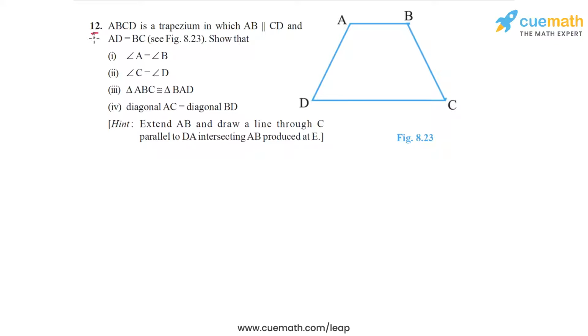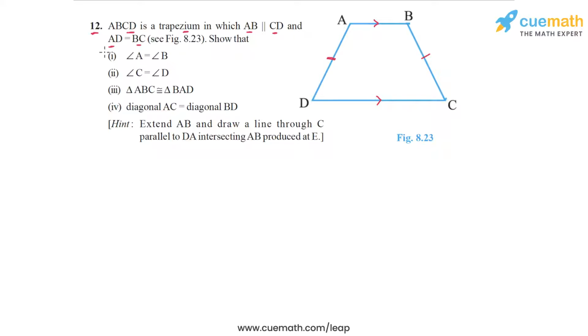Question 12 of the exercise says ABCD is a trapezium in which AB is parallel to CD, and AD is equal to BC. So the non-parallel sides AD and BC of the trapezium are also equal, and such a trapezium is called an isosceles trapezium. We have to show these four things written here.